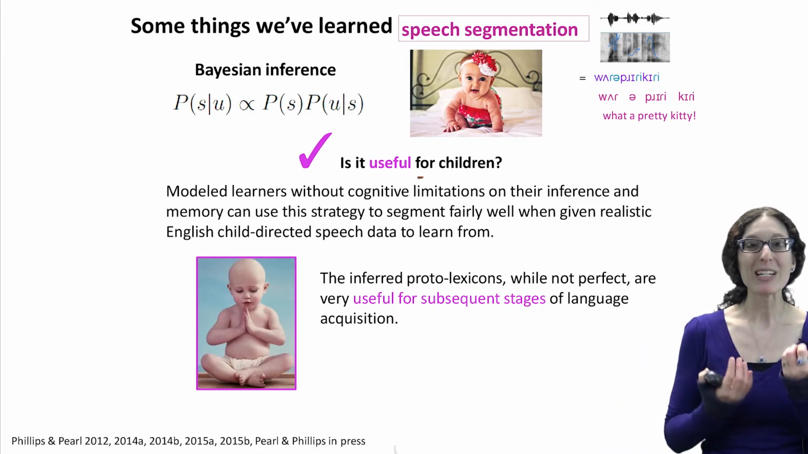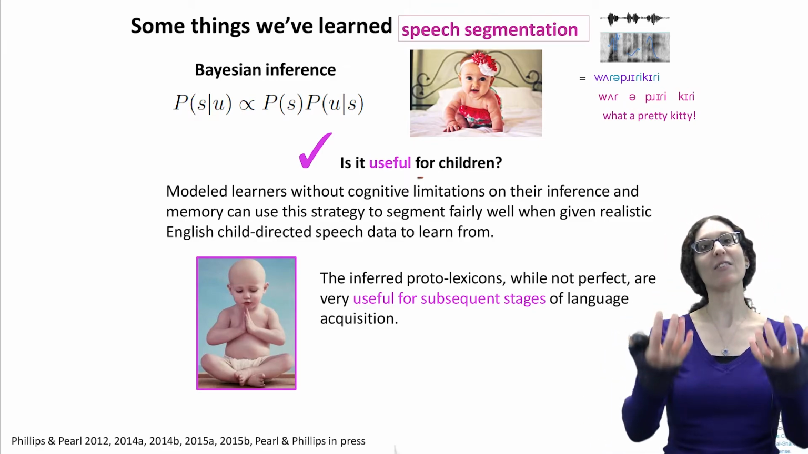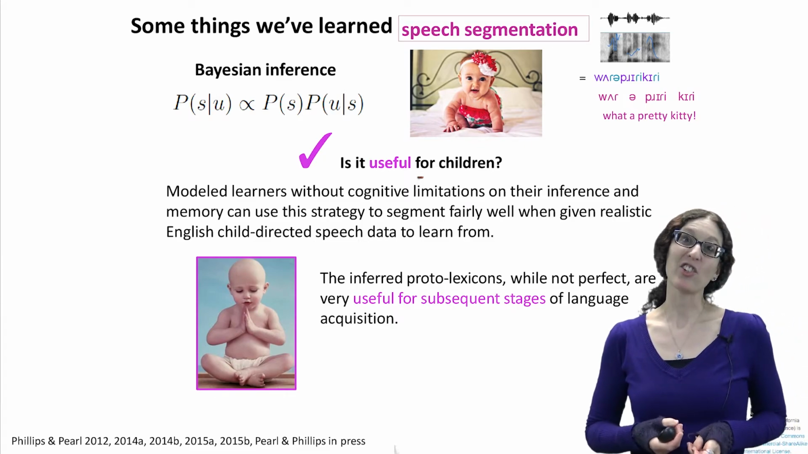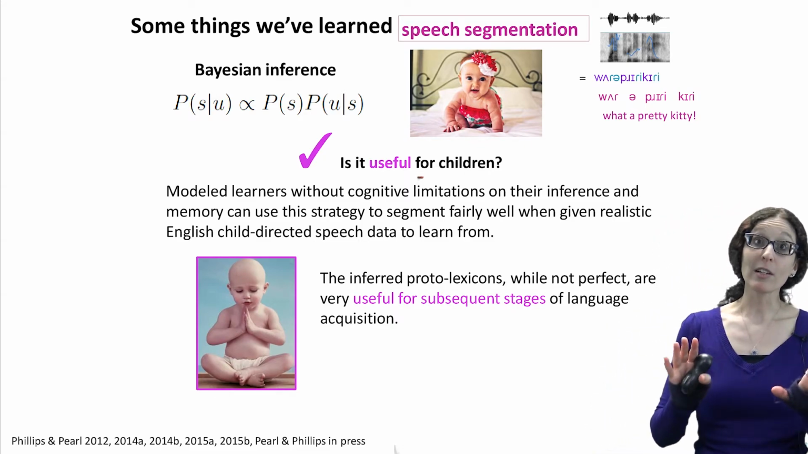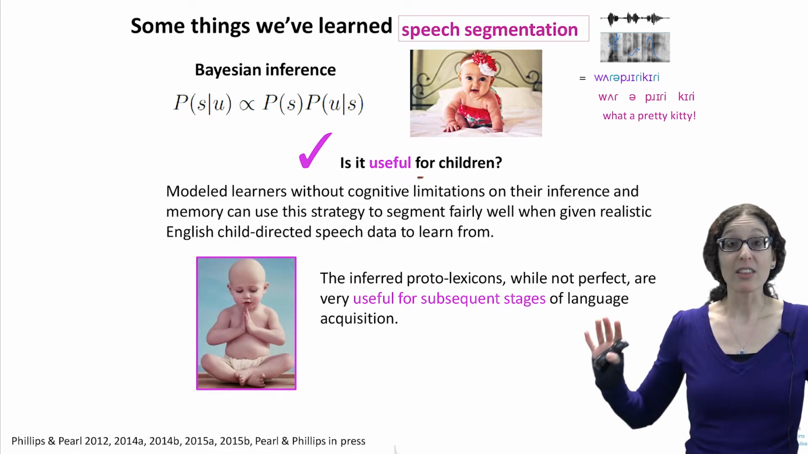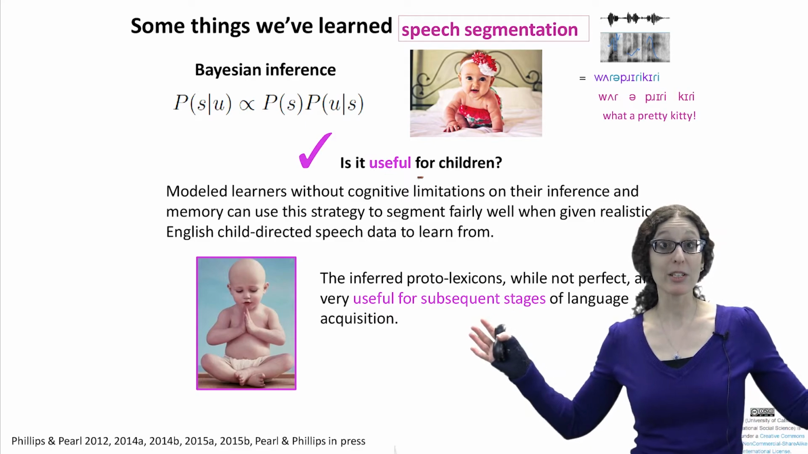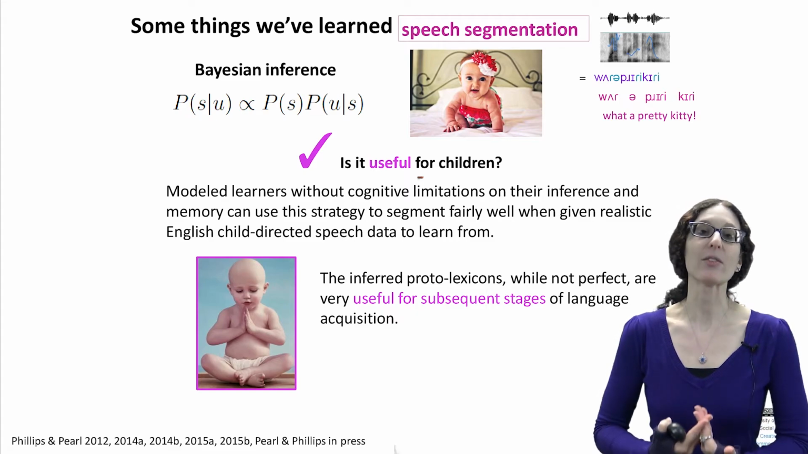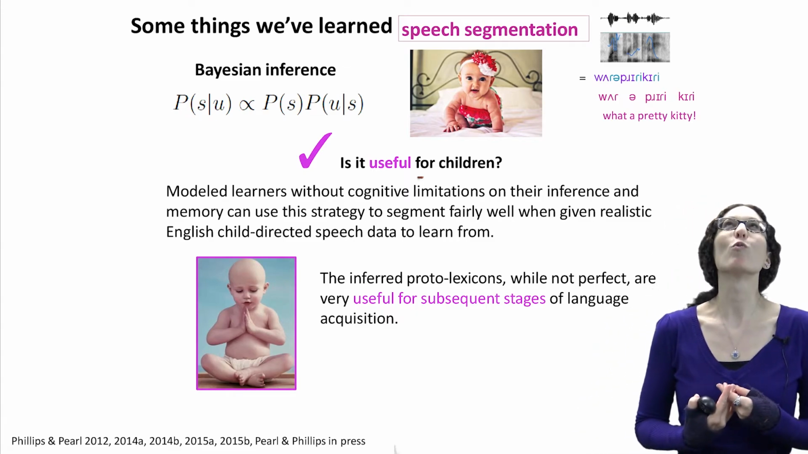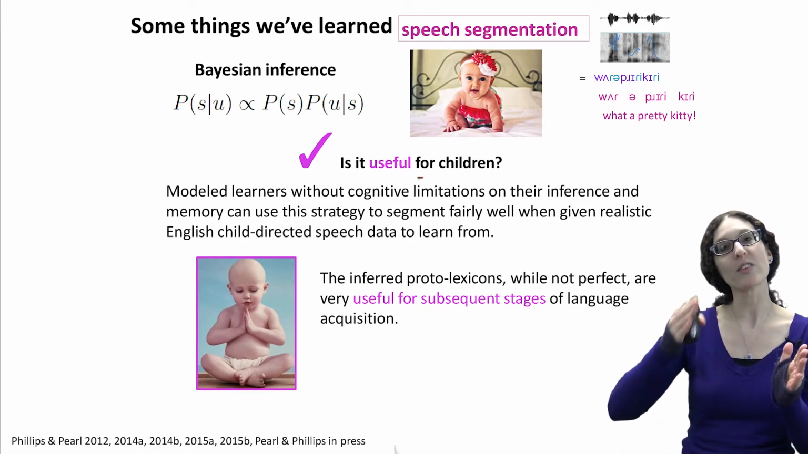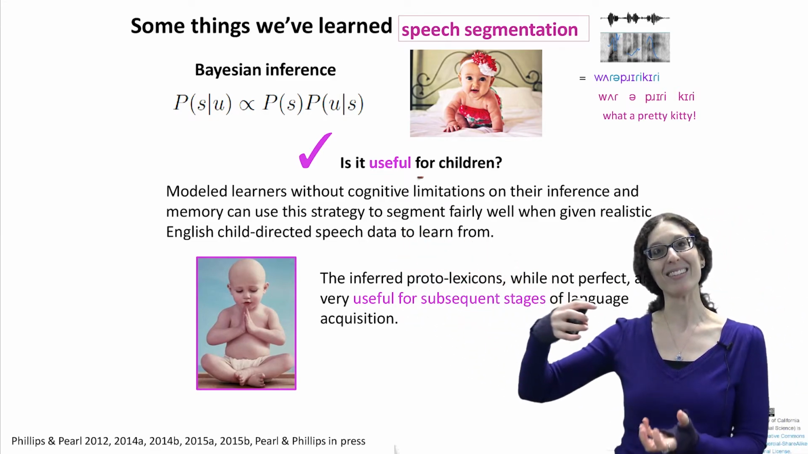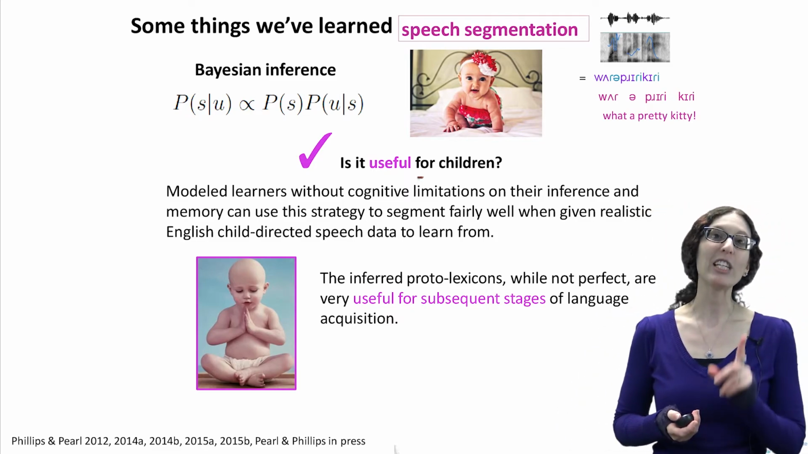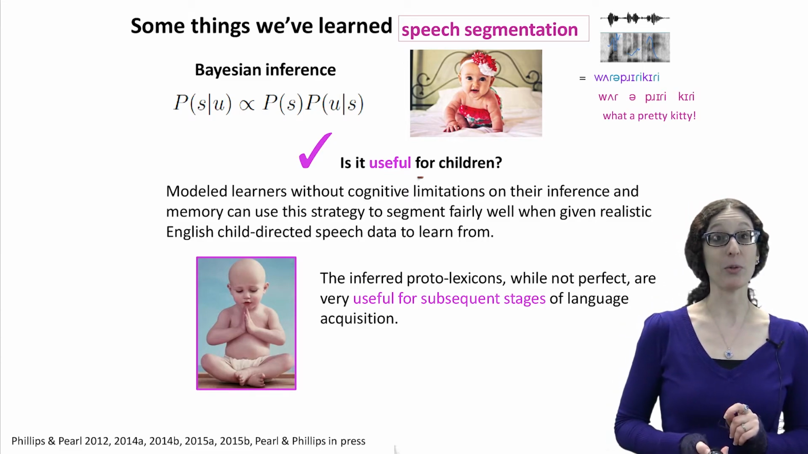So if we give them realistic English child-directed speech, the kind of input that little English 6-month-olds are getting, they're able to segment using this strategy pretty darn well. Now, the inferred lexicons aren't perfect, but then you might not think that 6-month-olds have perfect segmentation. In fact, empirically, we know from experimental data that they don't, right? But the lexicon that they inferred, the answers that these modeled learners arrived at were really good ones because they were useful for subsequent stages of acquisition that depend on the output of this segmentation process. So the upshot is that this is a really useful learning strategy for 6-month-olds to use.